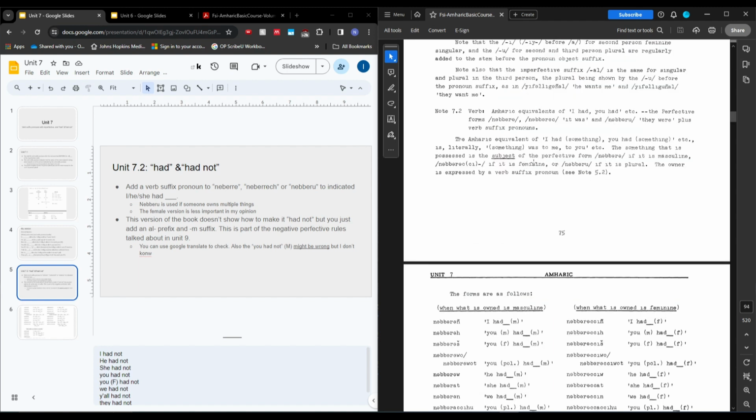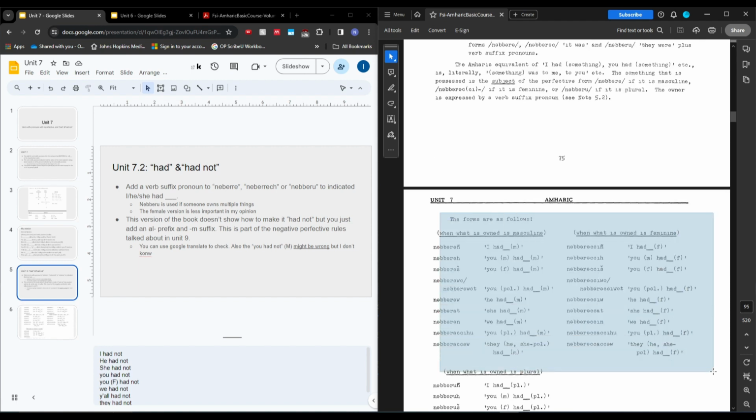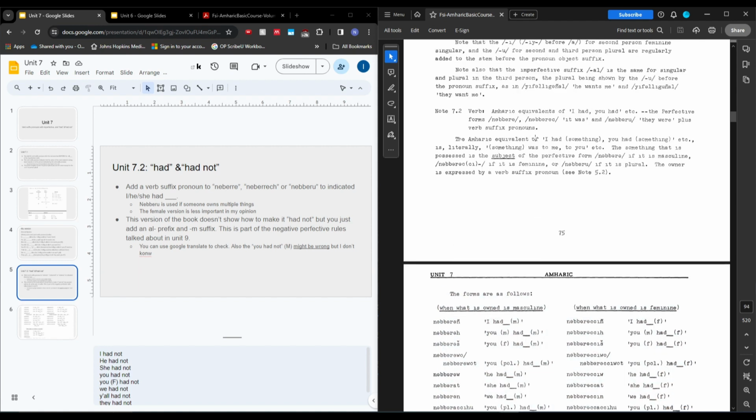For saying I, he, she, whatever, had, I would just memorize this list. It's going to tell you that you can take the versions of nebere, neberech, and neberu, where nebere and neberech mean it was, and neberu means they were. Then you add verb suffix pronouns to the end of those words, and it changes the meaning into I had something, you had something, whatever the verb suffix pronoun is, and for the plural version, it means I had some sort of multiple of things.